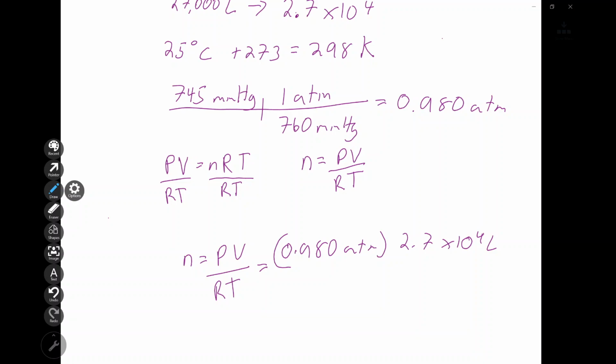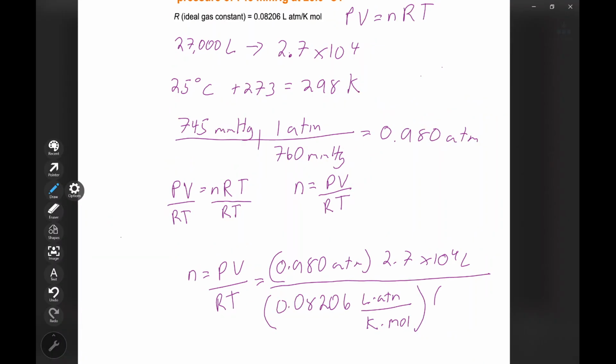So let's just start over down here. n is equal to PV over RT. Just fix my settings so it doesn't pick up my hand again. Our pressure is 0.980 atm. Our volume we said was 2.7 times 10 to the 4th liters.